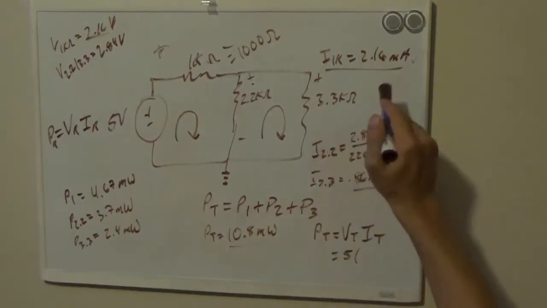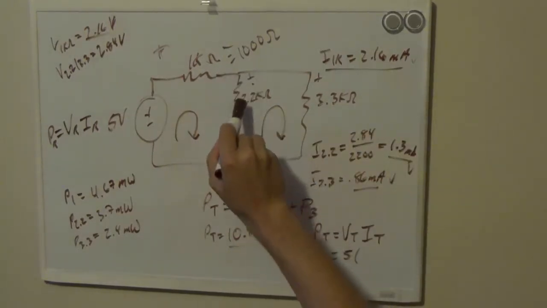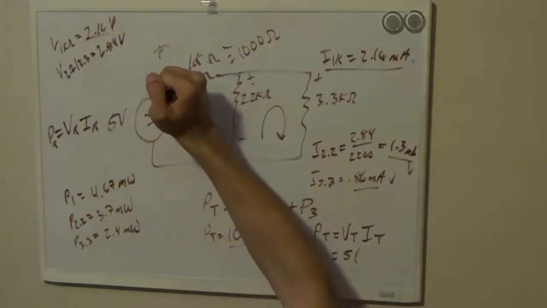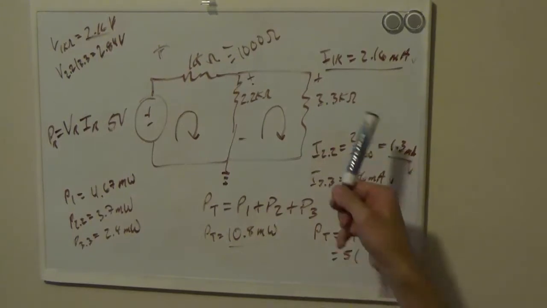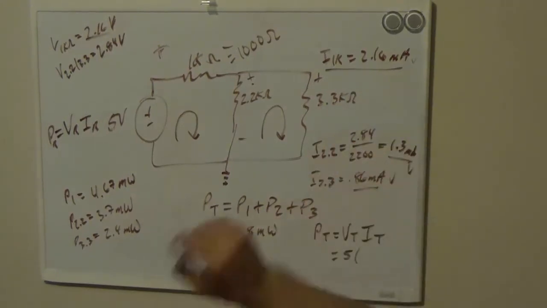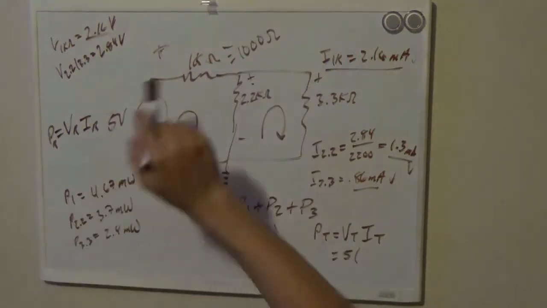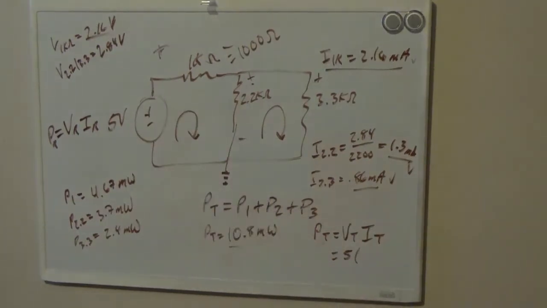Since the current doesn't split until it gets to this path, up until this point, all of the current must pass through the 1 kilo ohm resistor, every single bit of it. Not a single milliamp of current, microamp, nanoamp, picoamp, femtoamp, not a single unit of an amp can bypass this resistor because it's the only path that it can take.